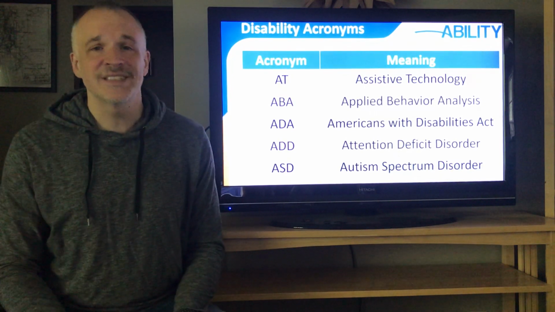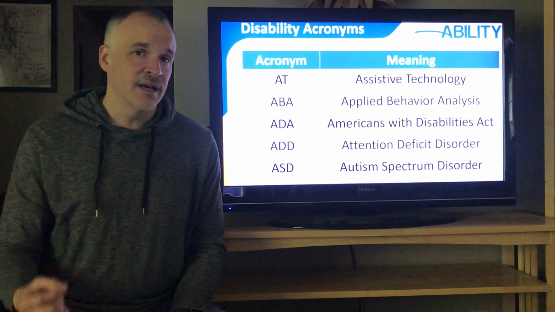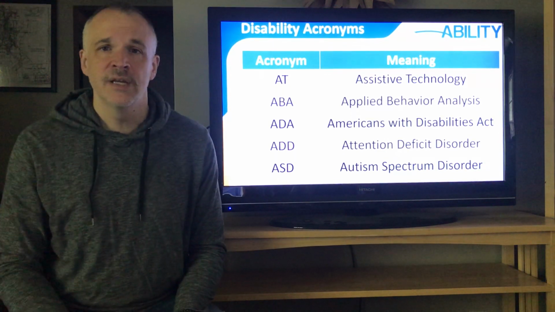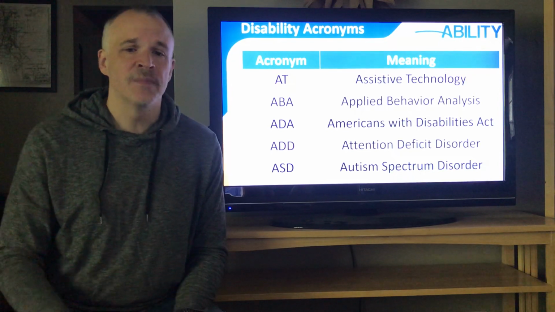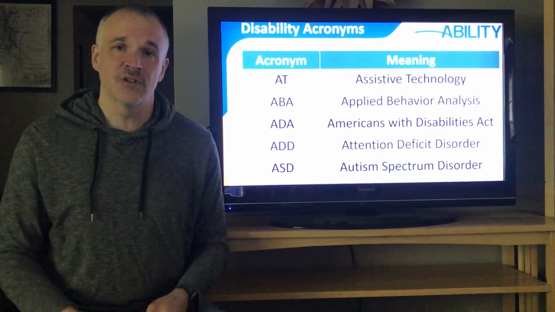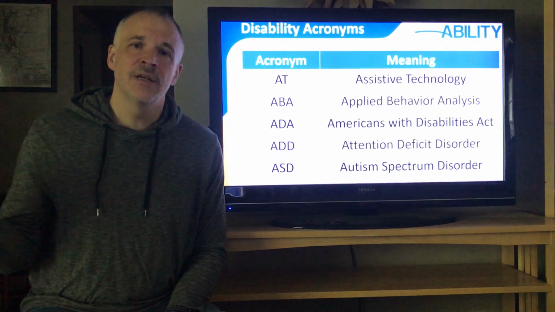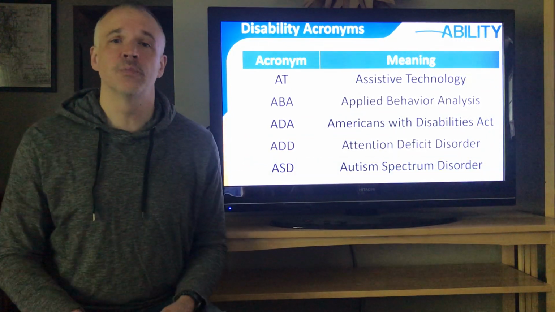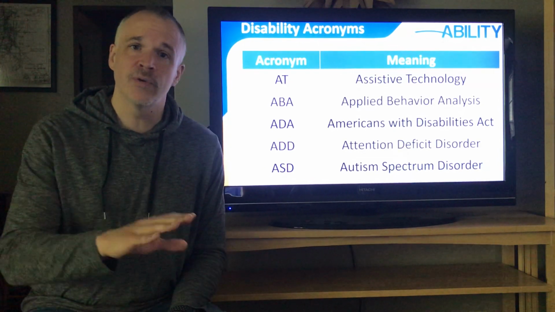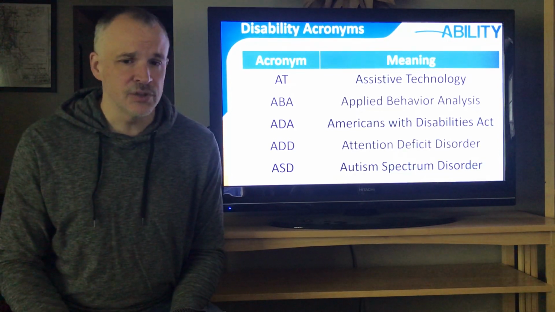AT stands for Assistive Technology. ABA is Applied Behavioral Analysis, and it has to do specifically with ABA therapy. I'll talk about both of those in a little bit more detail in just a second. The ADA stands for Americans with Disabilities Act. That was signed into law by President Bush in 1990, requiring all businesses and public groups to provide accessibility to everybody with disabilities, whether it be a ramp, whether it be an elevator, all kinds of different accessibility issues.